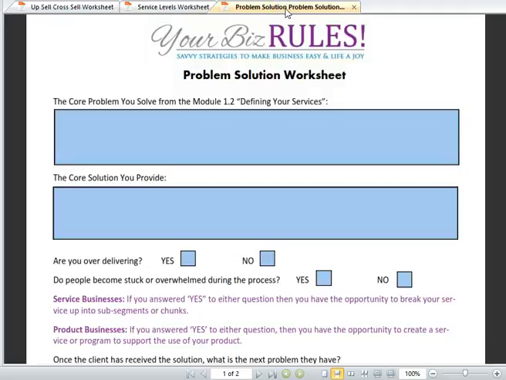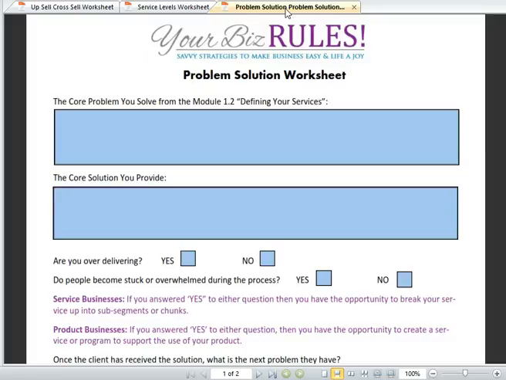Now I ask you to go back to module 1.2 in defining your services and bring forward the core problem that you solve and your core solution, or the core way that you solve this problem. And I want you to ask yourself a couple of questions here. A, are you over delivering? Are you giving away the house for peanuts? Number 2, do people become stuck or overwhelmed during the process?